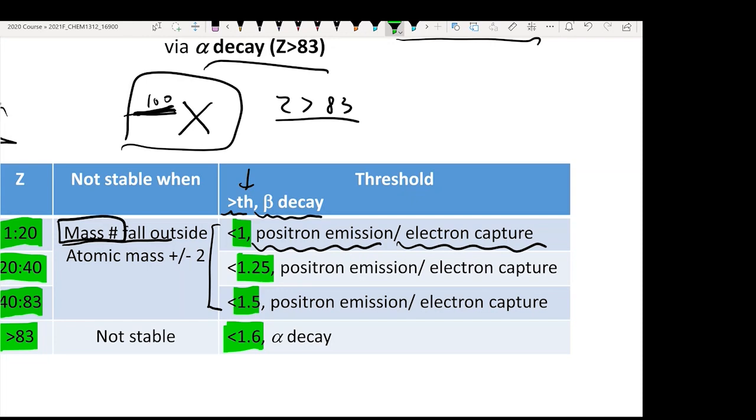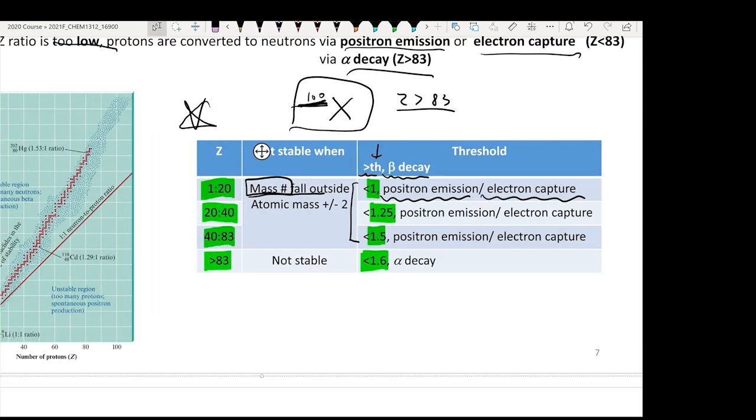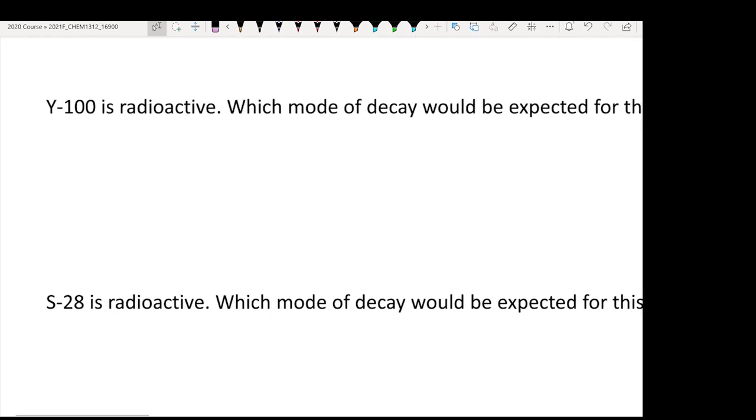Okay, eventually you need to memorize this. We're going to go through a few examples now. I would suggest you put this table right next to you so you can reference back and forth. Okay, so here it says Y100 is radioactive. So this sentence alone already tells you the Y100 is not stable, because if it's stable, you won't undergo a radioactive process.